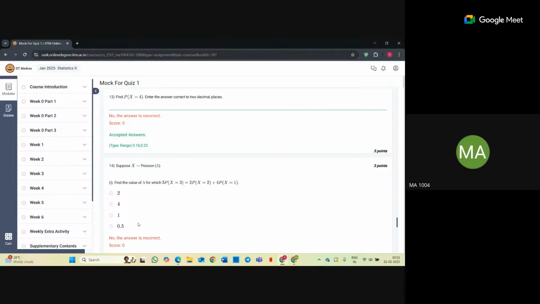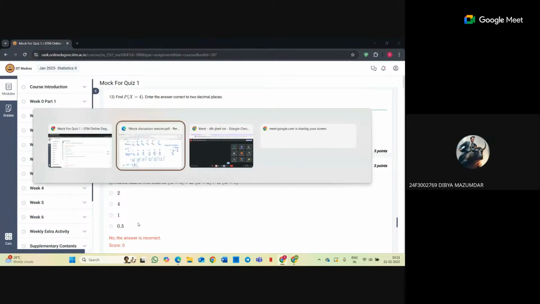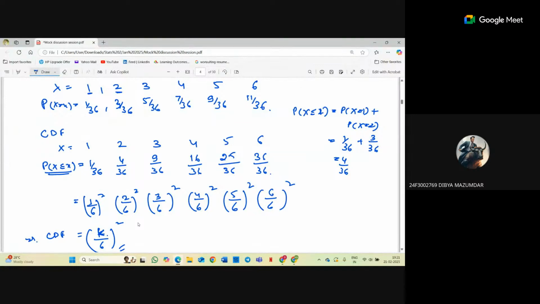Have you solved it? Ma'am, just solving the quadratic, ma'am. Ma'am, can you open your notebook again? I have to see some data. Answer is coming wrong. Just wait.